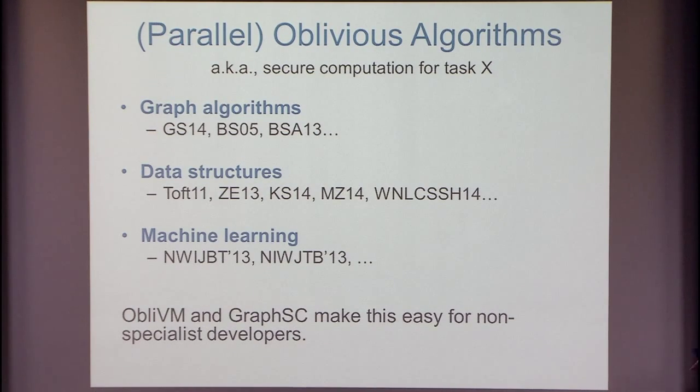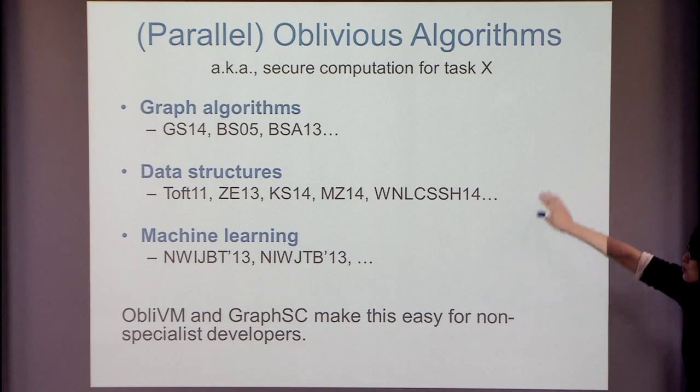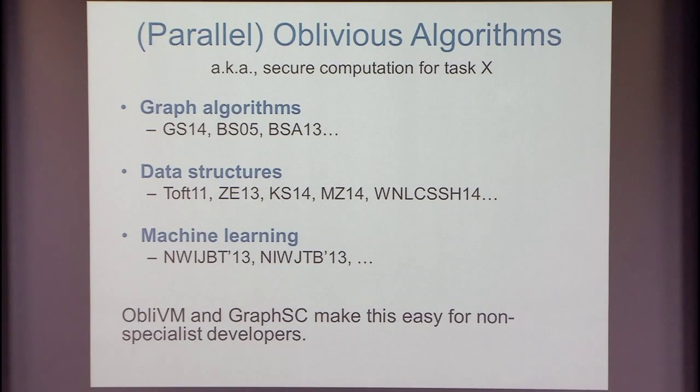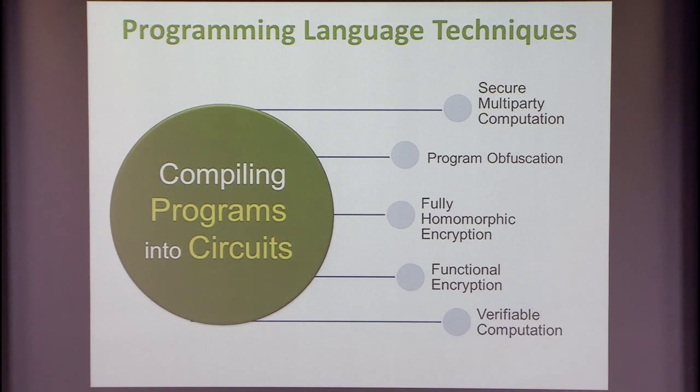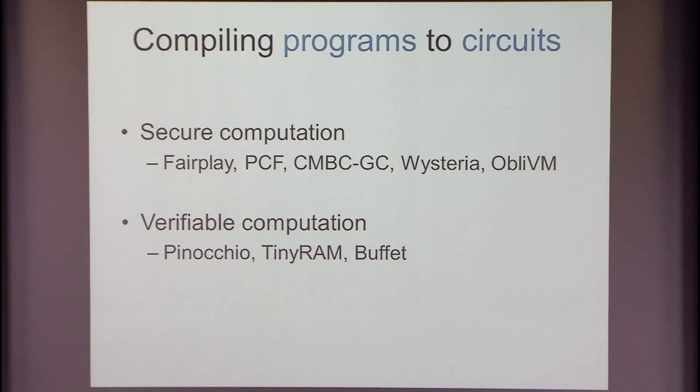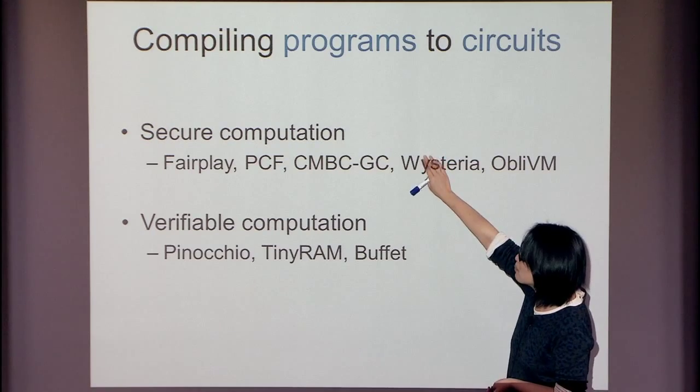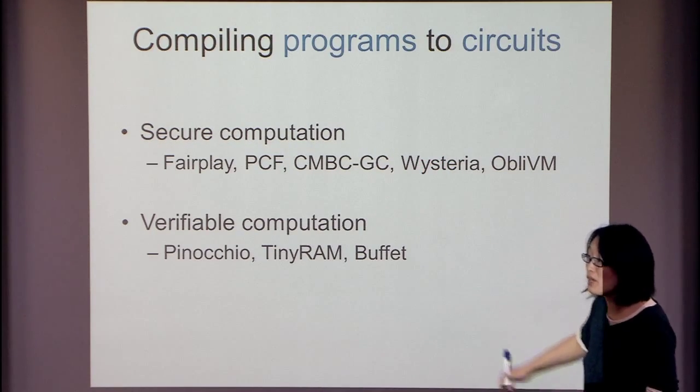Okay, so we have been developing programming language frameworks to make tasks like this easier. A lot of cryptographic primitives rely on expressing programs as circuits, and in these cases, ORAM and oblivious algorithms would be relevant. In the systems and programming language literature, people have worked on programming frameworks that help this program to circuit conversion, and this occurred in both the secure computation context and the verifiable computation context.